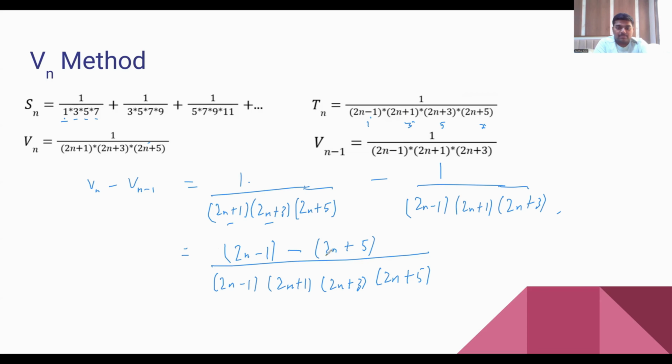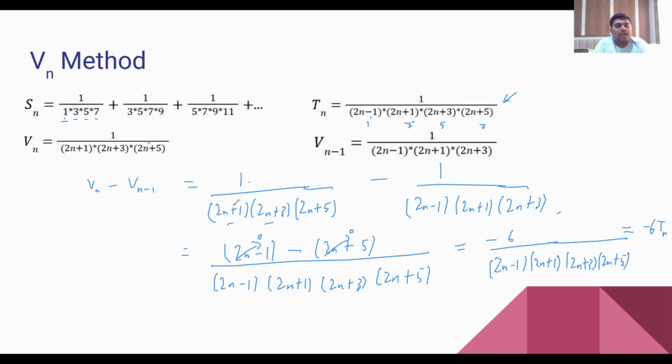Now from this, it is pretty simple. These two get cancelled down to 0. And minus 1 minus 5. And this is equal to minus 6 divided by (2n minus 1)(2n plus 1)(2n plus 3)(2n plus 5). And if you see it carefully, then this is nothing but minus 6 Tn.